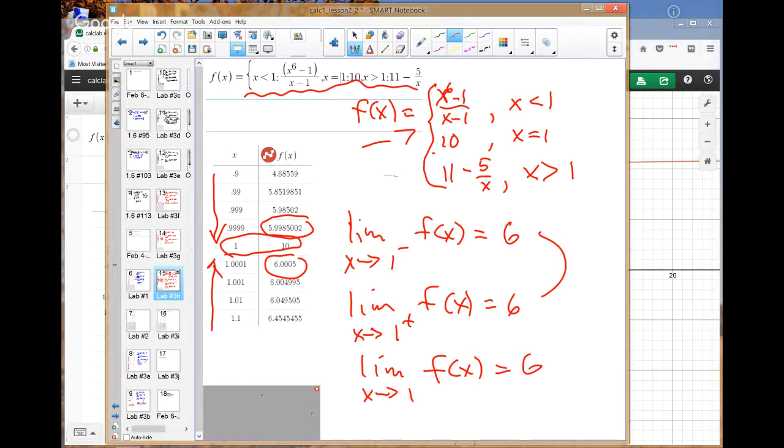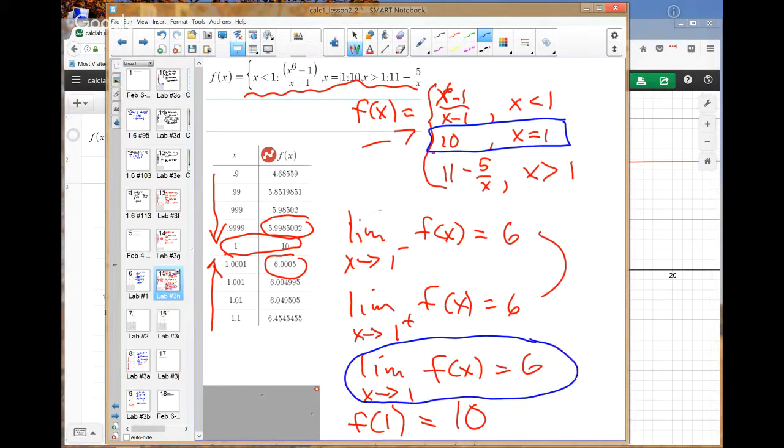And yet, what is f of 1? It's 10. You can see that right up here. So even though there's a hole there, that's what the function's approaching from both sides. So again, you need to adjust. It's okay. Even though there's a hole in the graph, the two sides are approaching the same height. That is a legitimate limit. This scenario is a little bit hard to get used to.